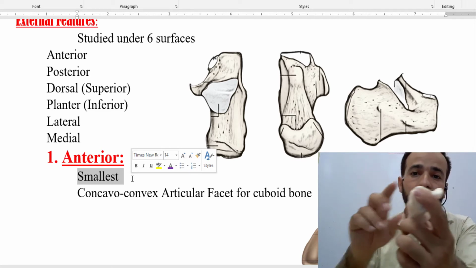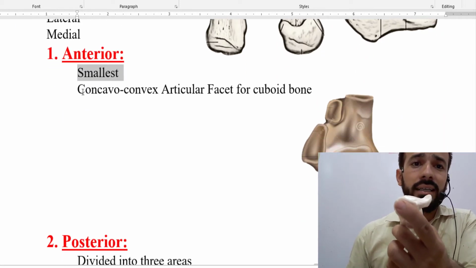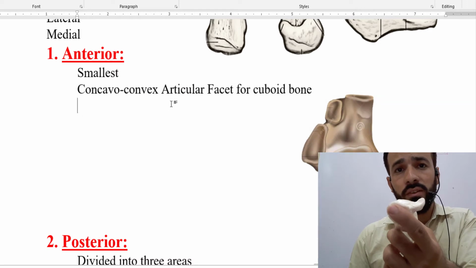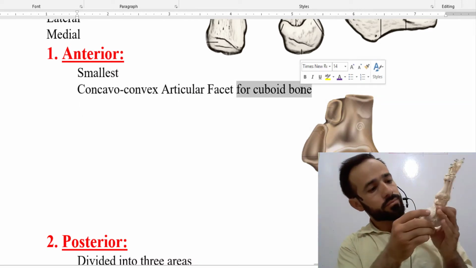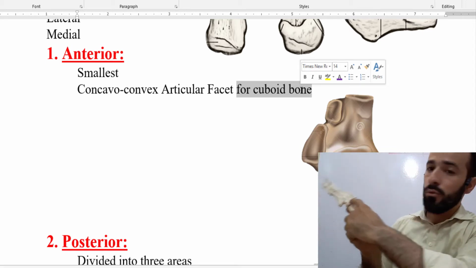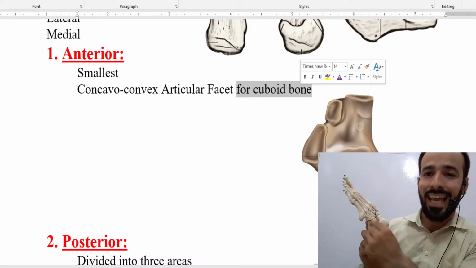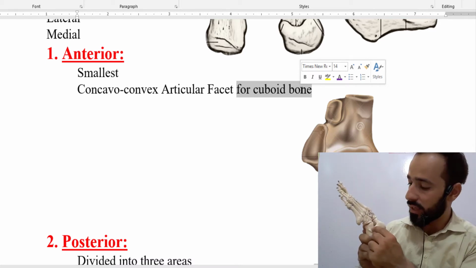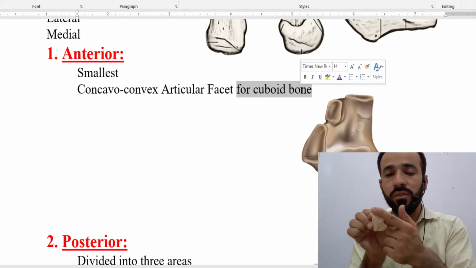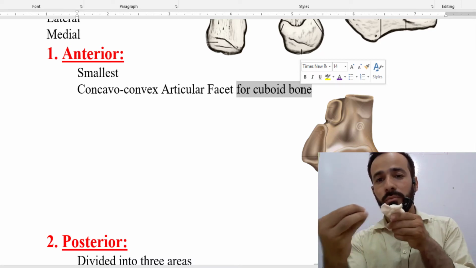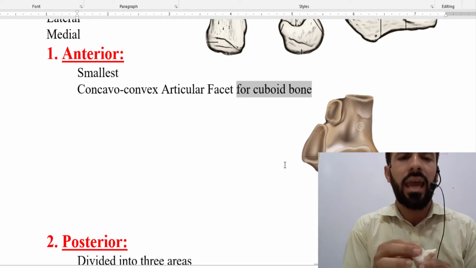So look, this is the anterior surface, and this anterior surface, as we have written here, contains a concavo-convex articular facet for the cuboid bone. If you see here, this is the cuboid bone, right? And this cuboid bone makes a joint here with the calcaneus bone. That's why it's called the calcaneocuboid joint. So this surface is for the cuboid bone, which will make a joint here. The surface is a little bit convex and concave.